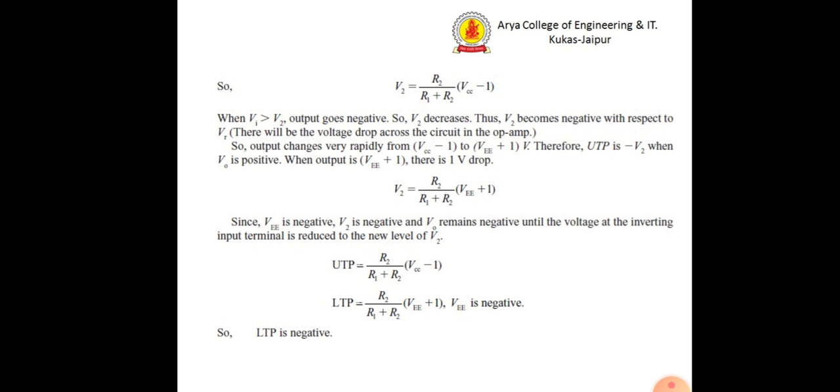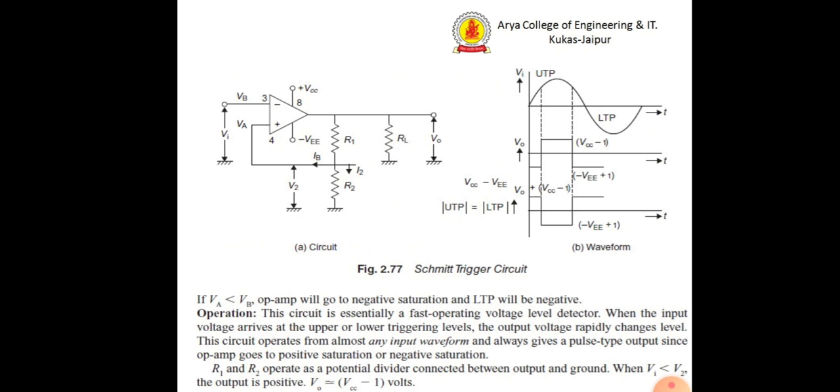In the circuit, the other terminal of R2 is grounded. Instead, it can be connected to a reference voltage. If it were connected to a reference voltage VR, the upper trigger point and the lower trigger point can be varied by varying VR. We can also change UTP and LTP by changing the value of the resistances R1 and R2.